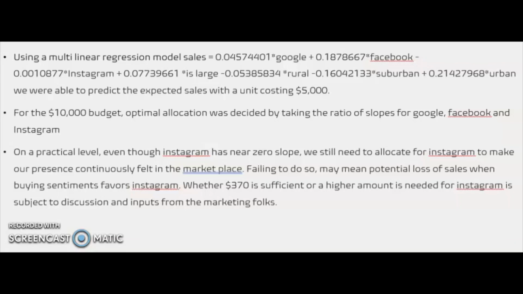On a practical level, even though Instagram has near zero slope, we still need to allocate for Instagram to make our presence continuously felt in the marketplace. Failing to do so may mean potential loss of sales when buying sentiments favors Instagram. Whether $370 is sufficient or higher amount is needed for Instagram is subject to discussion and inputs from the marketing folks.